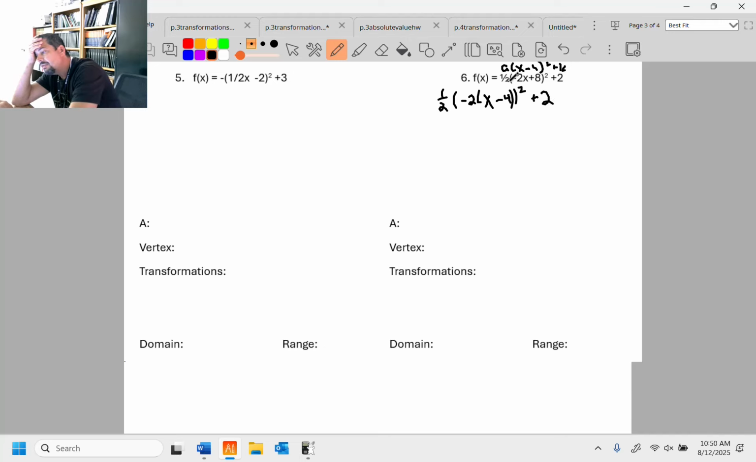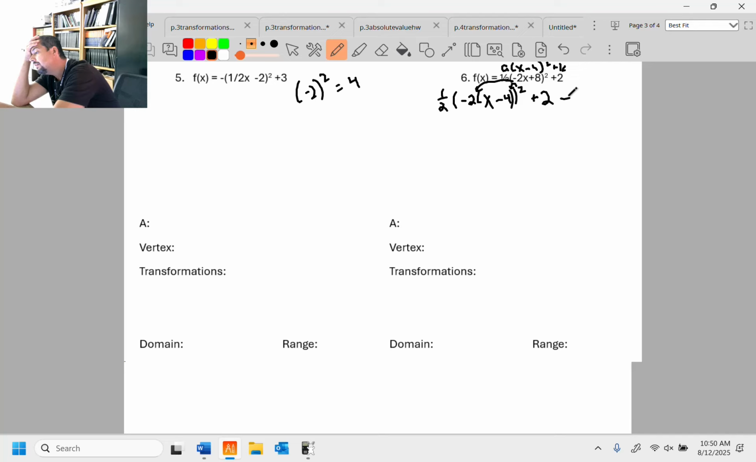Because I can't actually pull this number out front unless I figure out what it is, because it's still got to be squared. Now, we're going to do a distribution of the exponent to both pieces, okay? So I need to know what a -2 squared is. And I know, and I hope that you know, that a negative times a negative is a positive, and 2 times 2 is 4.